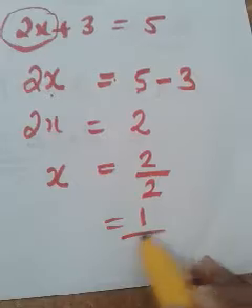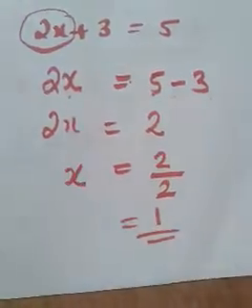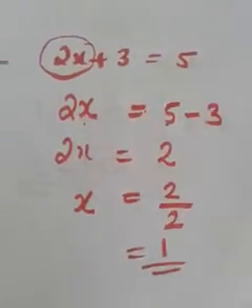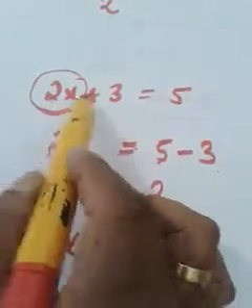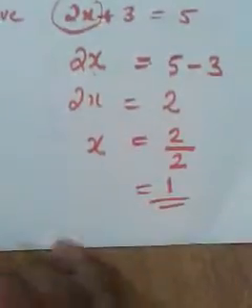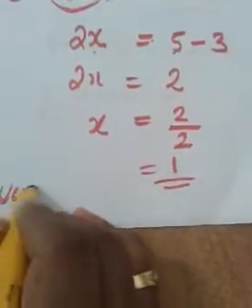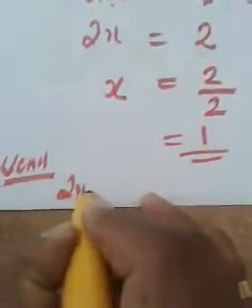What is 2 by 2? 1. So the solution of x, or the value of x, is equal to 1. You can verify also. How can we verify? Once you calculate 2x plus 3, we have to get 5. So this is the verification. Okay, verification: 2x plus 3.